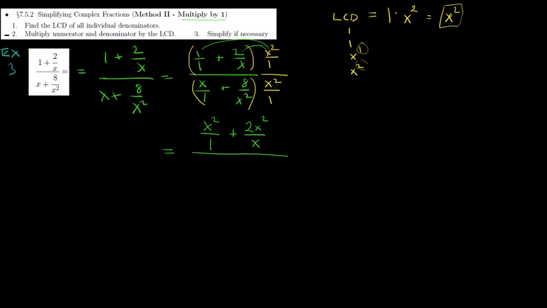And then do the same thing in the denominator here, right? We have x squared times x, which is x cubed, divided by 1 times 1, which is 1, plus, because that's a plus, right? That's a plus. 8 times x squared is 8x squared, over x squared times 1 is just x squared.